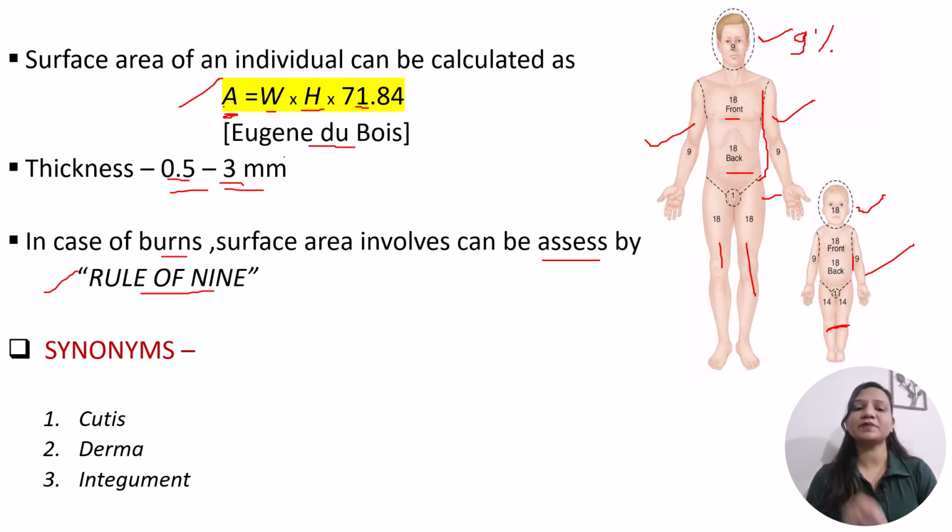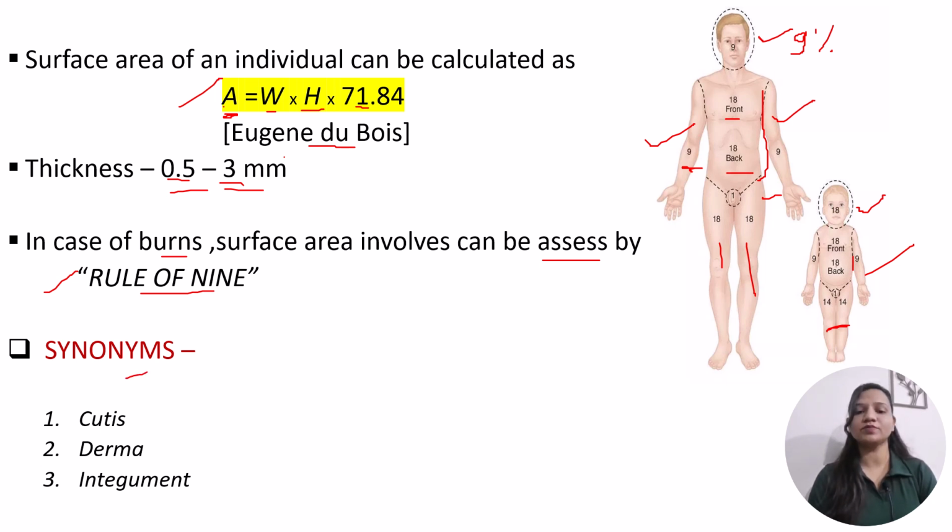So, when a specific area is affected by burn, the rule of 9 is used to denote the percentage of the surface area involved. If the burn is affecting the upper limb, or the right side of the upper limb, it is said that 9% of body surface area in adult is affected by burn. So that is why the rule of 9 is very important in case of burn.